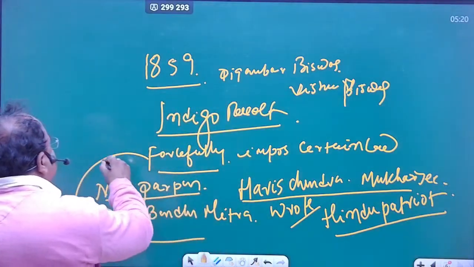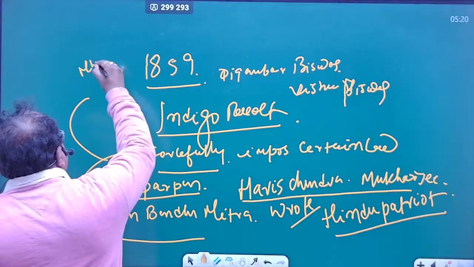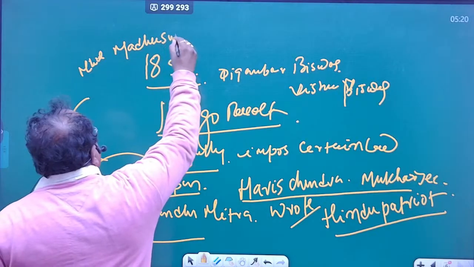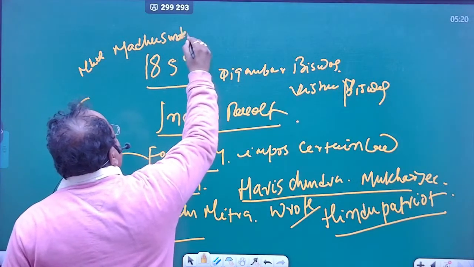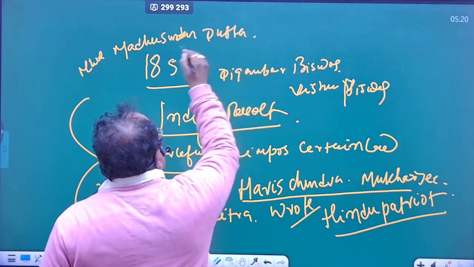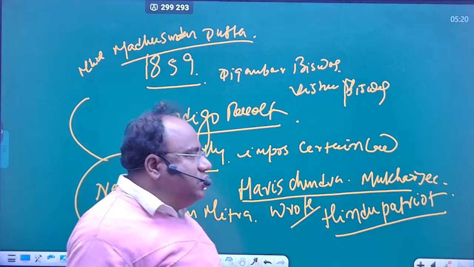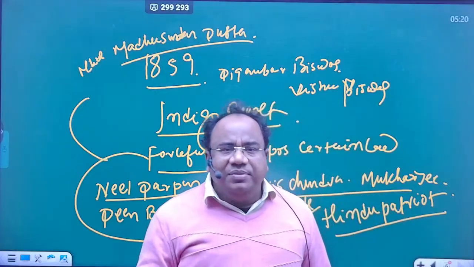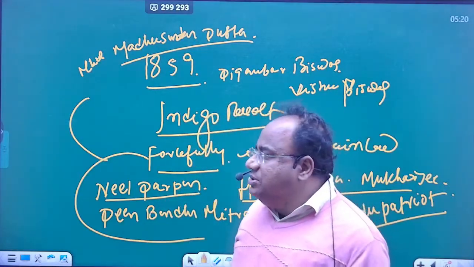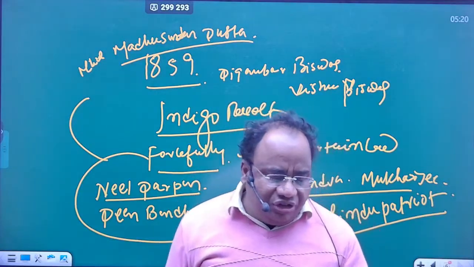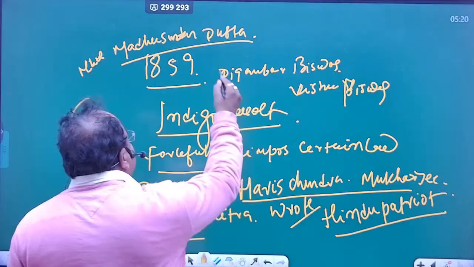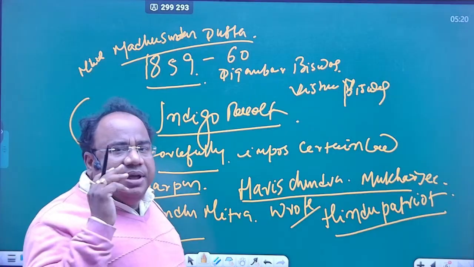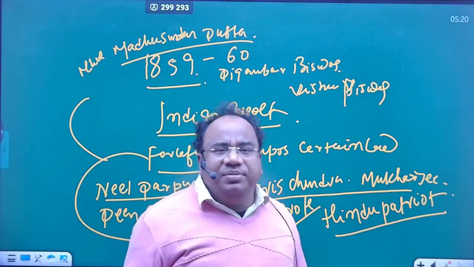Deen Bandhu Mitra's book was translated by Michael Madhusudan Datta into the English medium, right? So the Indigo Revolt was a very famous revolt. It was related to peasants and civil society, and many intellectuals also participated in it. The timeline I told you, 1859 and 60. Now, coming to a very important revolt, that is the Santhal rebellion, right?